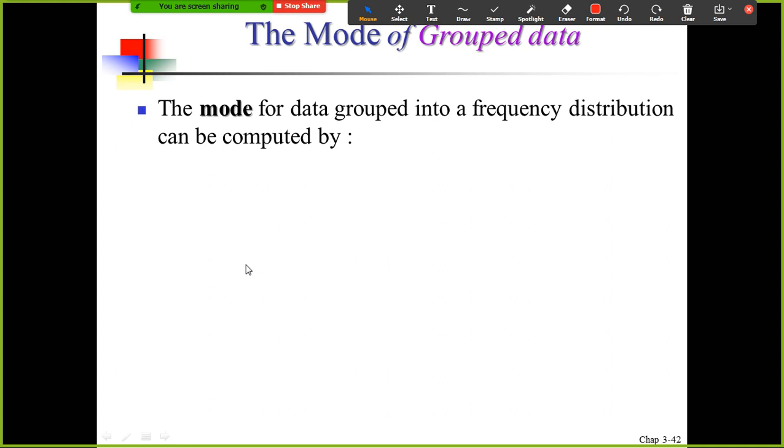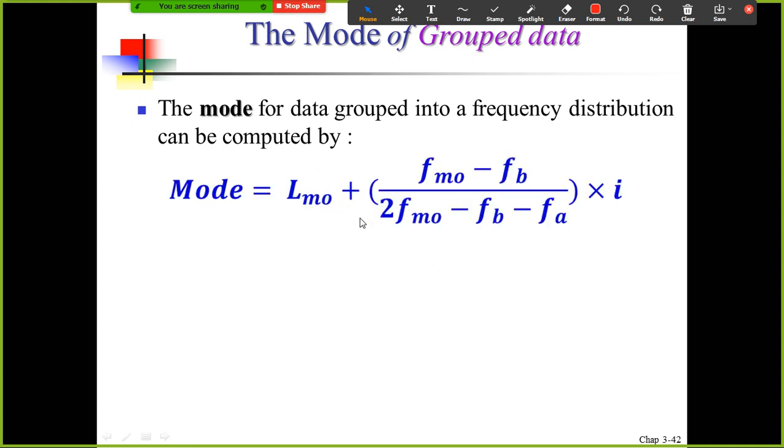The other one is the mode of grouped data. The mode for data grouped into a frequency distribution can be computed by this formula. This is a little bit more complicated compared with the median formula. When you see this one, it looks complicated. Again and again, I'm not asking you to try to remember them by heart by reading. No, don't do it that way. You need to practice.